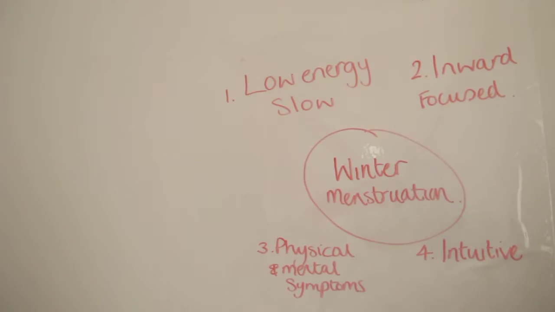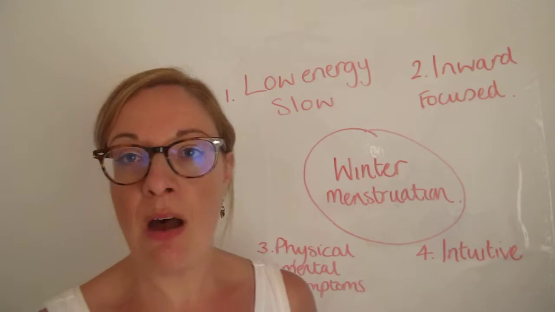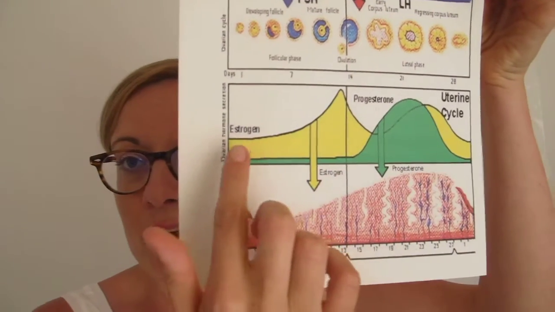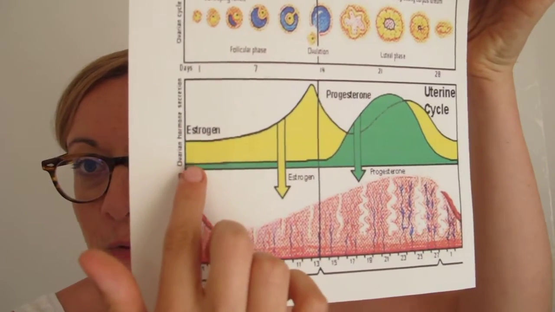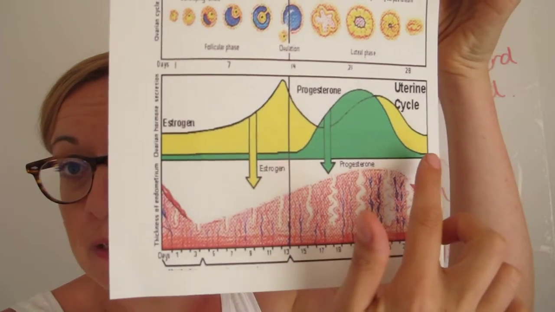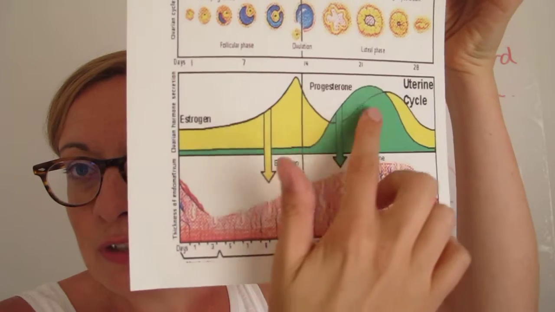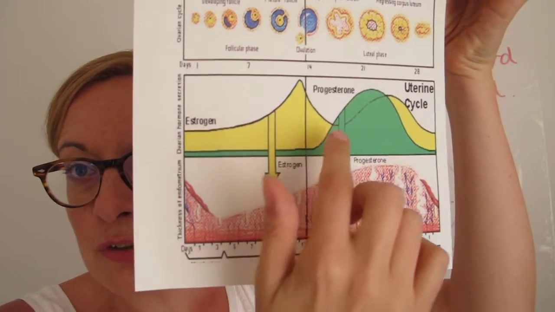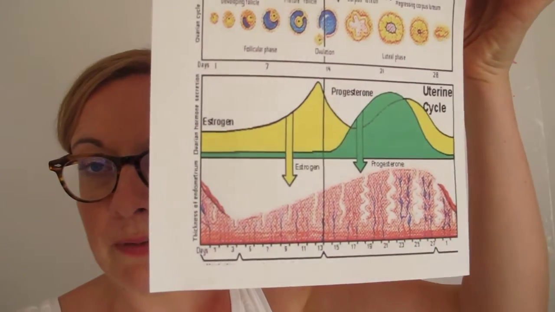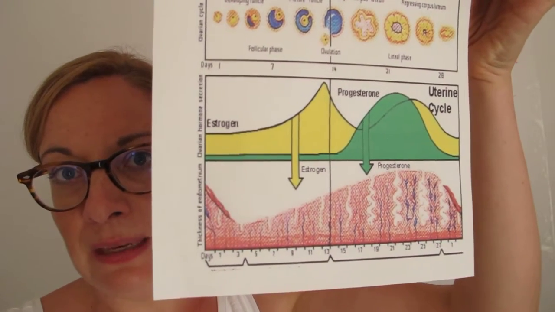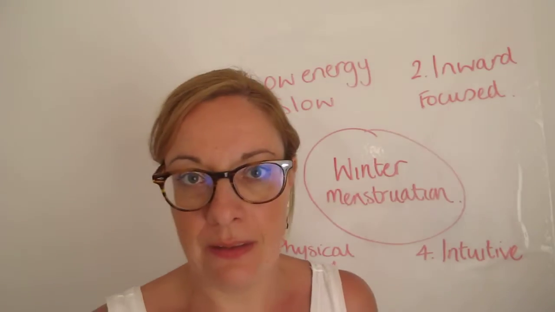So, a quick recap. Remember last week I introduced you to this chart that shows from day 1 of your bleed through to approximately day 28, but remember that's not set in stone, and shows you the estrogen rises and falls and the progesterone rise and fall throughout the cycle. We're going to be using this to underpin these 4 different stages within the cycle.